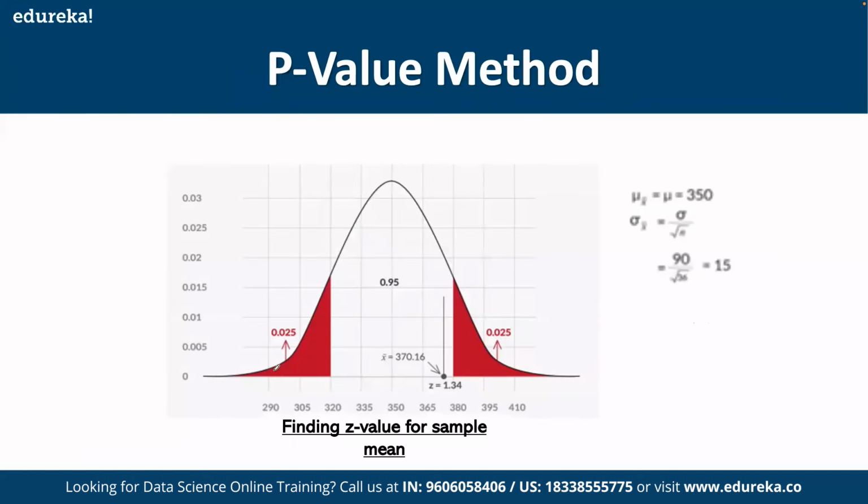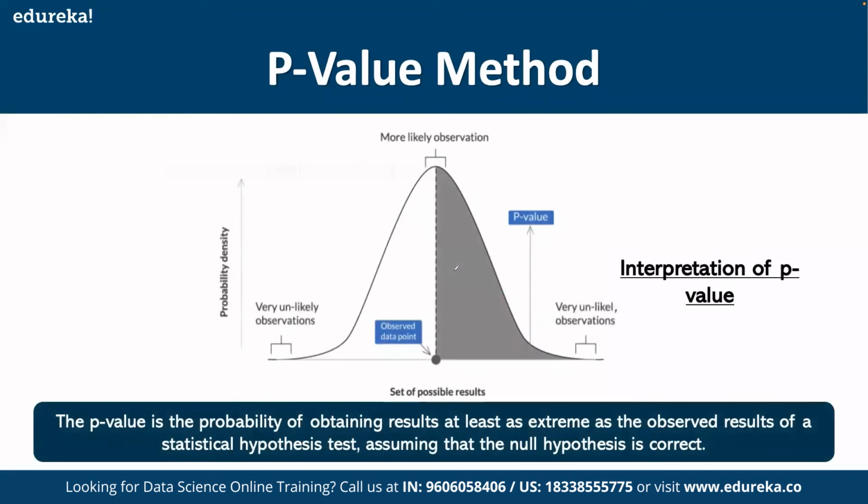Now in this scenario of the p-value method, first we'll find the z value for the sample mean. Once I find the value of Z, the next thing we are going to do is get the respective p-value. The p-value describes the probability of obtaining a result at least as extreme as the observed result of a statistical hypothesis test, assuming that my null hypothesis is true.